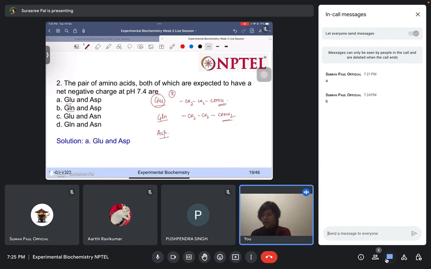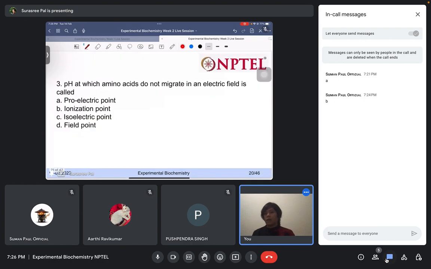Aspartate has this R group CH2 COOH. So just one methyl group less than glutamate. So the two negatively charged amino acids at physiological pH are glutamate and aspartate. Solution is A. Okay, moving on to the next question. You should be able to answer this. Can you tell me more clearly? I am not able to hear properly.